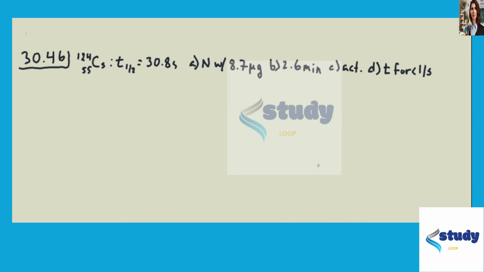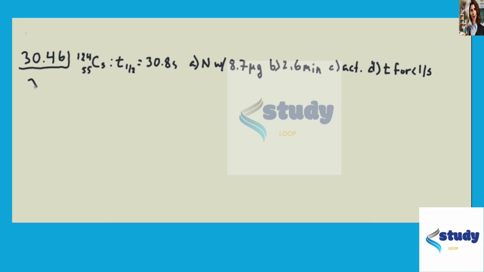30.46. So we have some cesium-124, which has a half-life of 30.8 seconds. So to begin with, if we have 8.7 micrograms of it, we want to know how many cesium nuclei are present. Then we want to know how many there are after 2.6 minutes, and then what the activity is at that time. And we want to see how long it takes for the decay rate, or the activity rather, to drop to less than 1 per second.